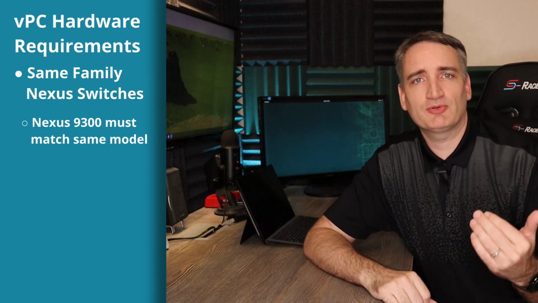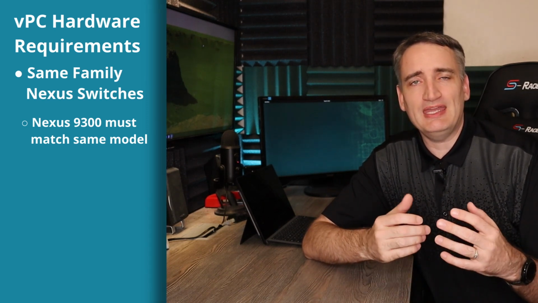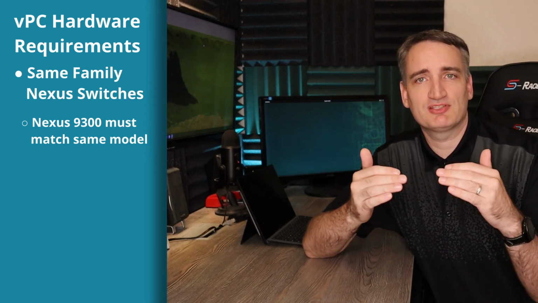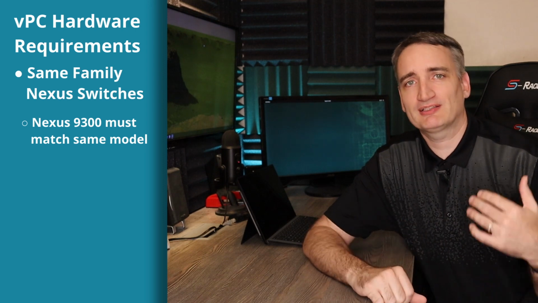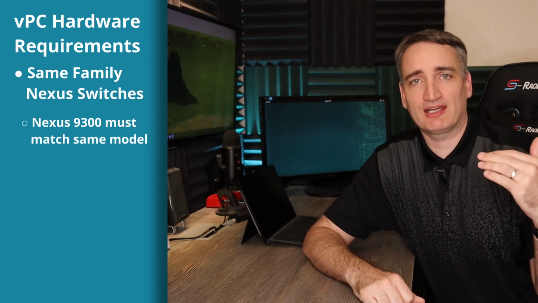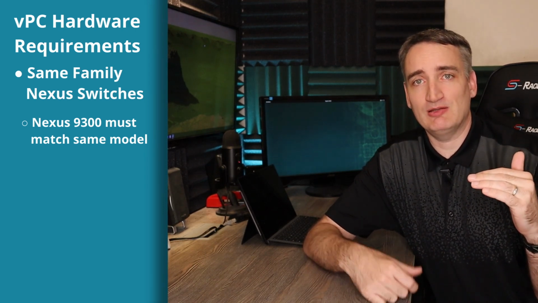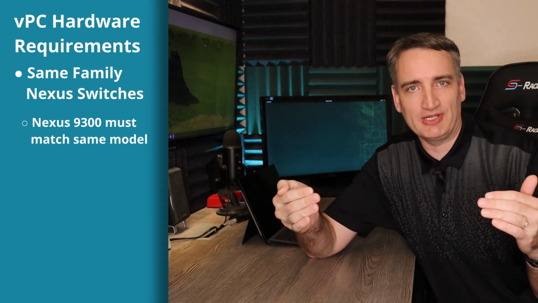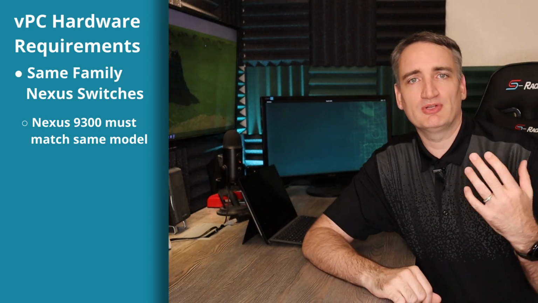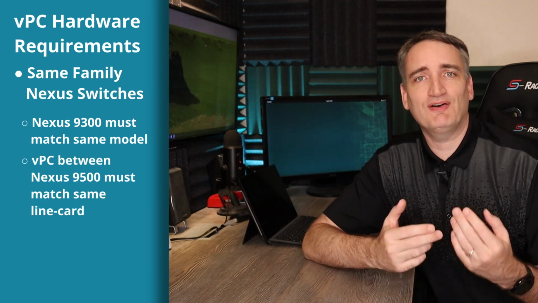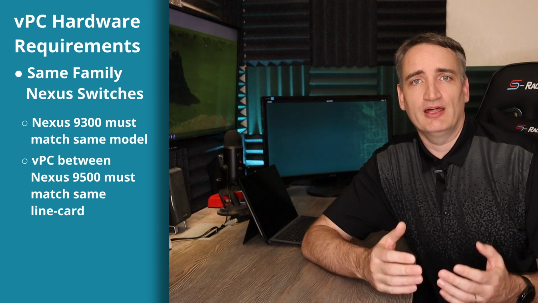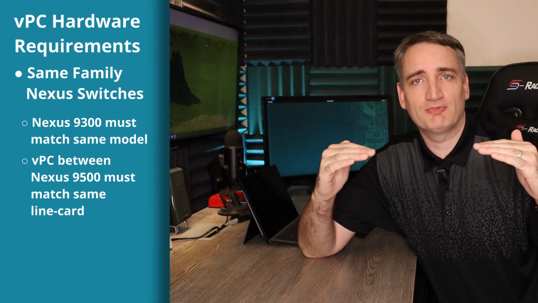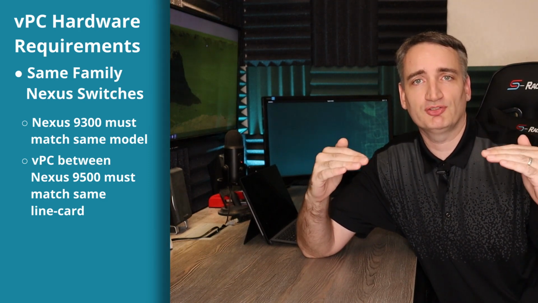So for the Nexus 9300 series switches, they have to actually be paired up with a Nexus 9300 of the same switch model. For example, a Nexus 93180YC-FX3 has to have a VPC with another Nexus 93180YC-FX3. If we're doing a VPC between 2 Nexus 9500 series switches, then we have to do it between line cards. The line cards of those 2 Nexus 9500 series also have to match.